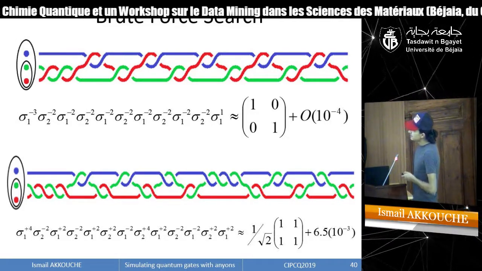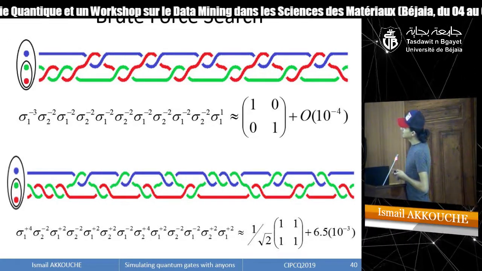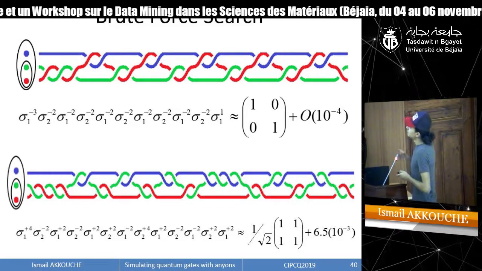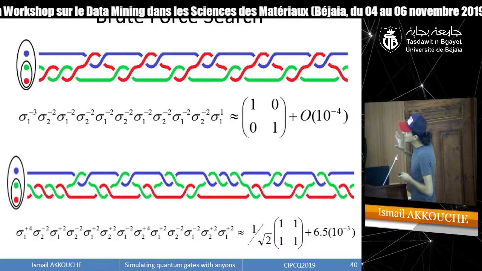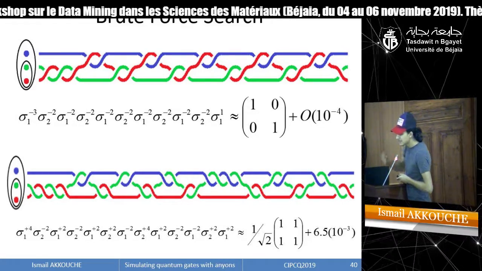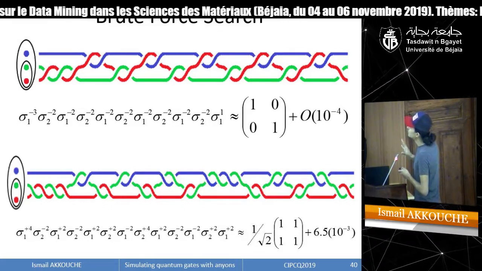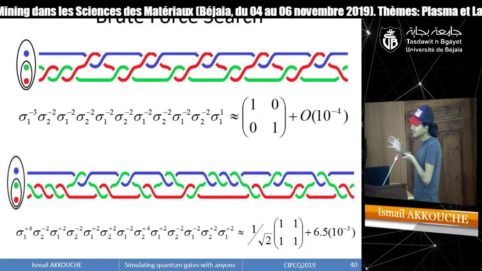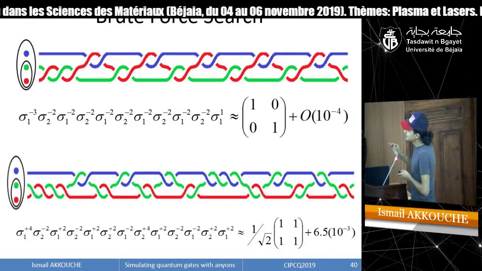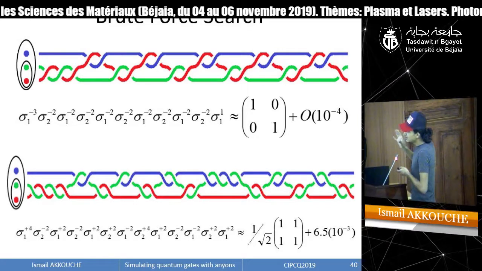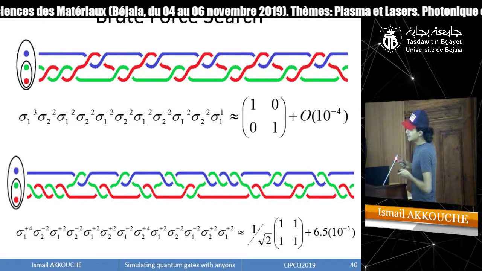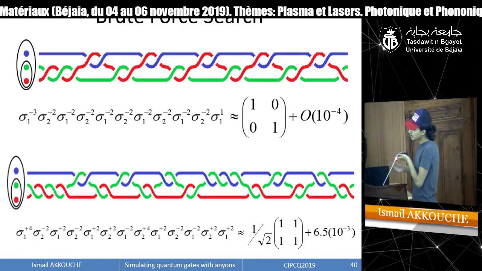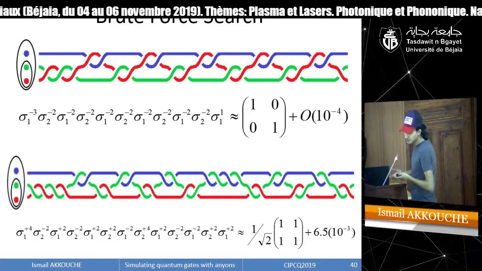we get these sequences. And this is actually the challenge. When we get this, I get an approximation. For example, we use this braid to approximate a unitary gate or to approximate the Hadamard gate. The trace distance between the unitary gate and the approximated gate is of order 10 to the minus 4. And for the Hadamard, I get 10 to the minus 3. This is a good approximation.